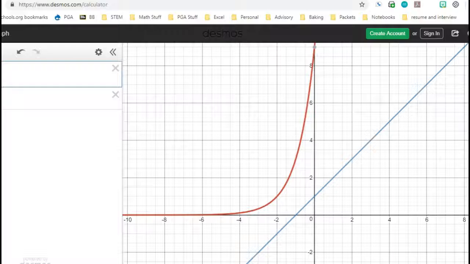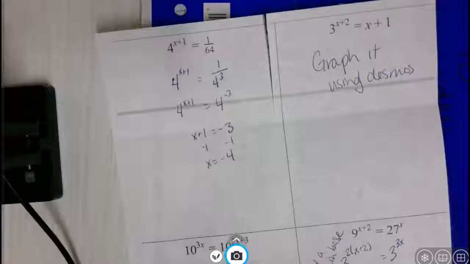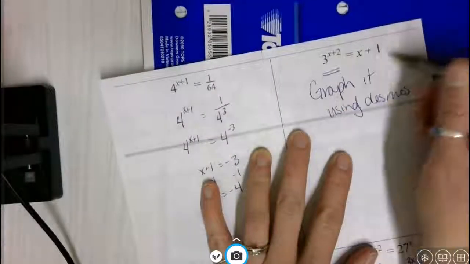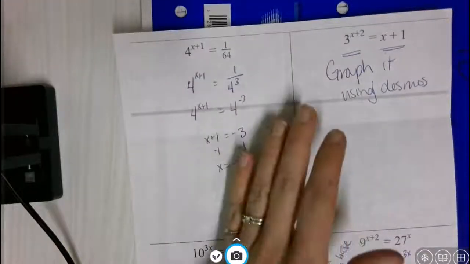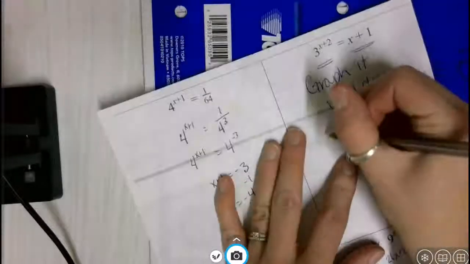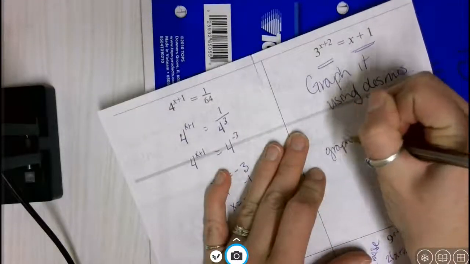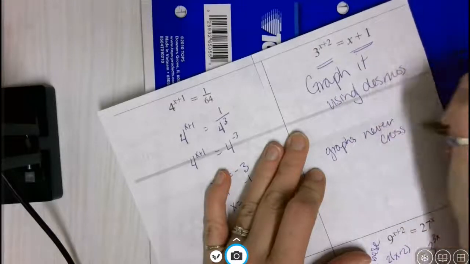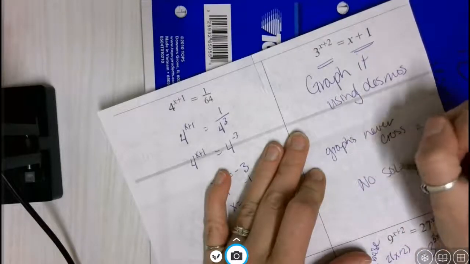Okay, so you'll see I've graphed both of my functions. This red function is my 3 to the x plus 2, which was on one side of my equal sign. The other side of my equal sign was x plus 1. So I've graphed them both on two separate lines in Desmos. And so that's really how we're going to graph it. So you graph this as one line, and you graph this as another line. So then in Desmos, we can actually touch them where they cross and come up with an answer. But for this equation, the graphs never cross. So that means there is no solution for this one.